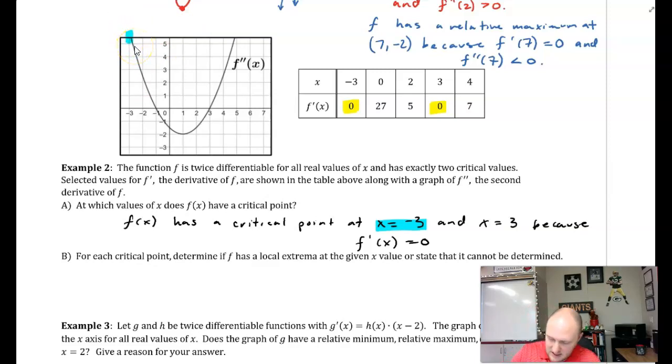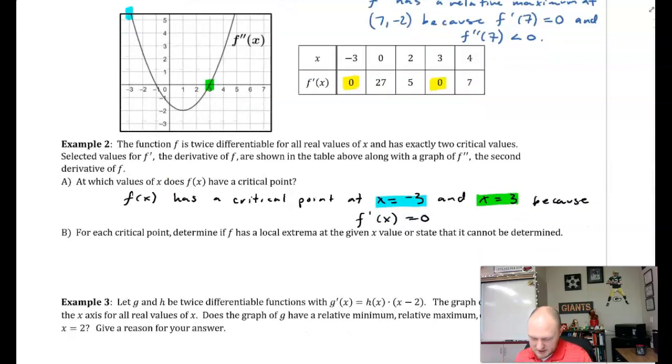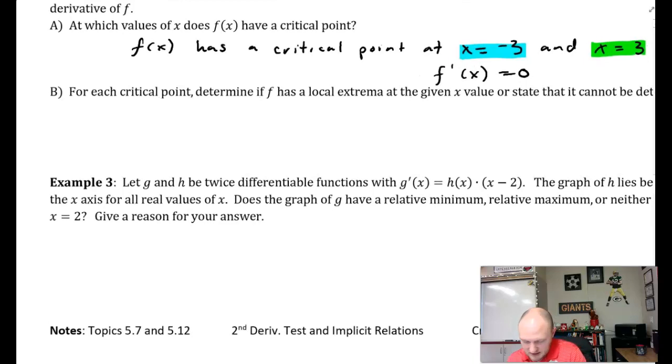And then let's go ahead and look at f double prime of 3, which is here. Oh, f double prime of 3, well, that's 0. That's 0, so I cannot determine if that is a max or a minimum. Okay, so let's go ahead and state that.